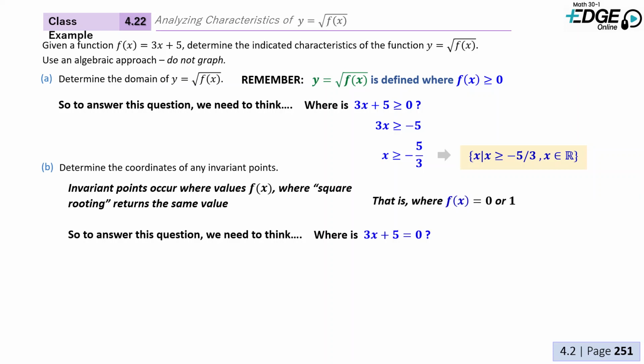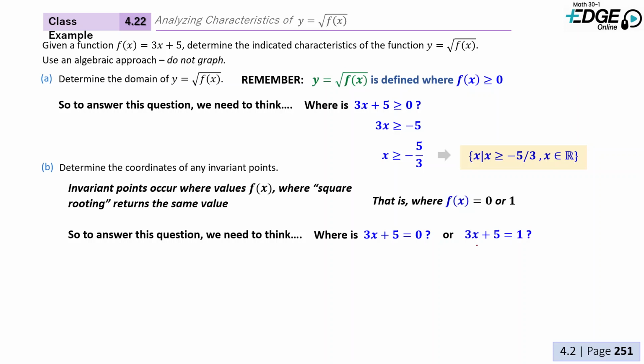So to answer this question, we need to think, where is 3x plus 5 equal to 0? And on that note, you could also think of it as, where is the square root of 3x plus 5 equal to 0? Because it'll actually be the same thing, right? That's the whole point, that your x values would be the same for both of those situations. But it'll be easier just to ignore the square root when we're solving these.